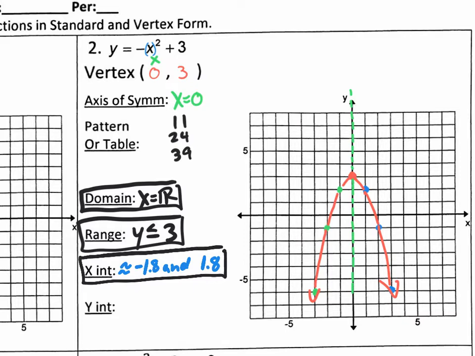Most of the time it crosses at 2 locations, but sometimes it only touches it at 1 spot, and sometimes it doesn't even cross at all. How about that y-intercept? Where does it cross the y-axis? You could clearly see it's at 3. So just put 3 right there and you are done.